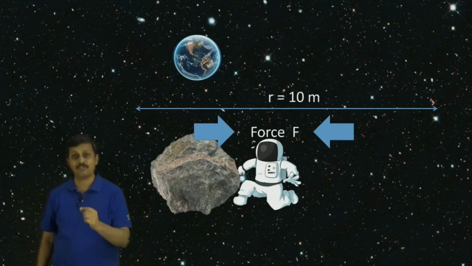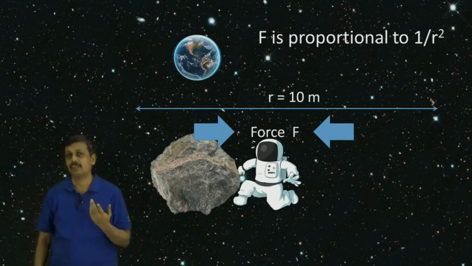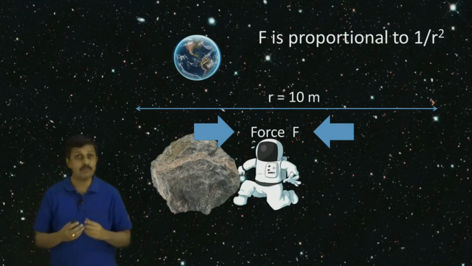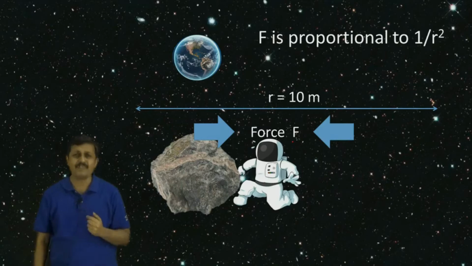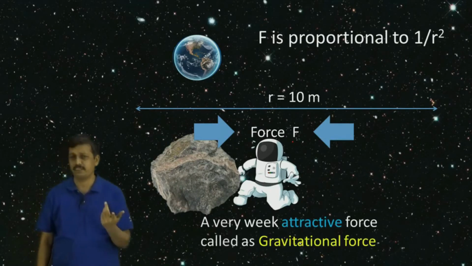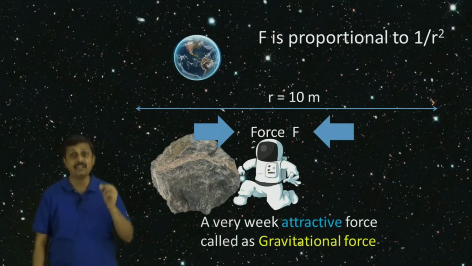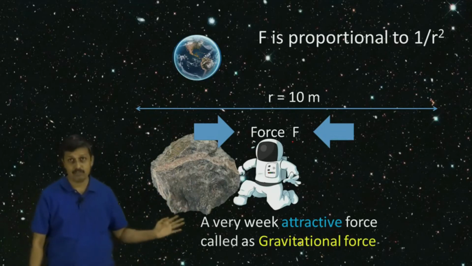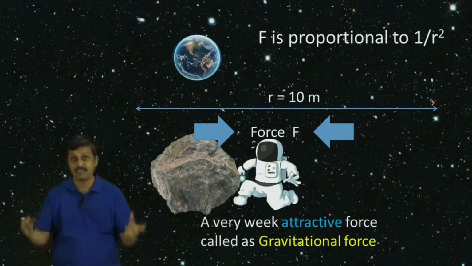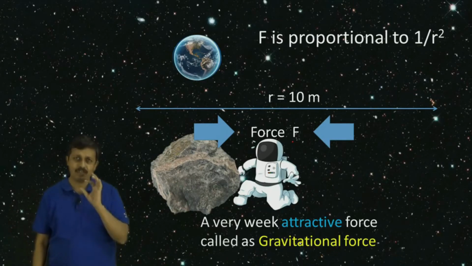That gravitational force is very much dependent on the distance between them. If the distance between them is small, then the force is higher. If the distance between them is large, the force is very much smaller. However, this force is very weak. It is a very weak attractive force, and we call it gravitational force. And it is never repulsive. It is always attractive. It never repels. Whereas in magnets we have seen that two magnets can repel. But it is a very weak force.